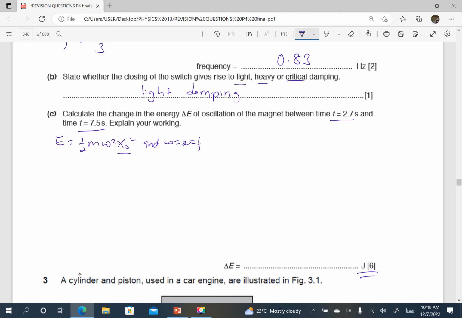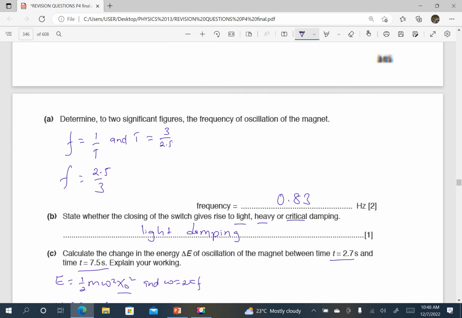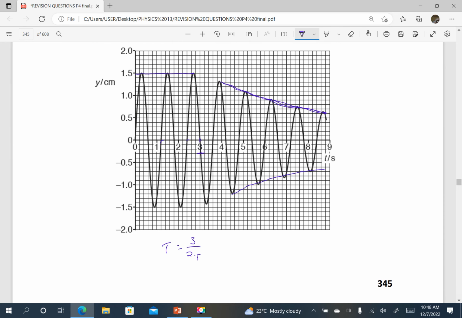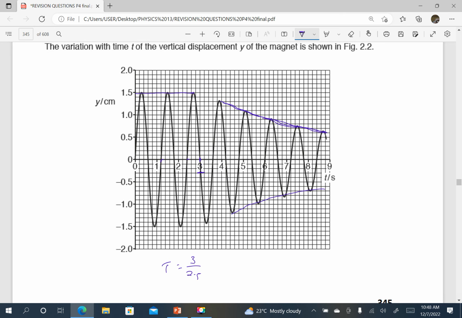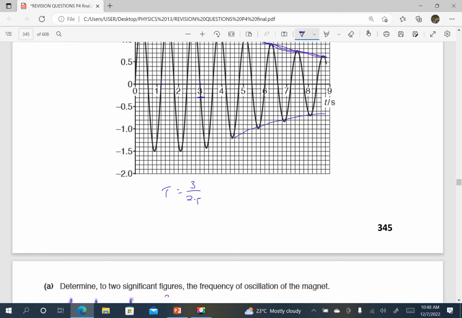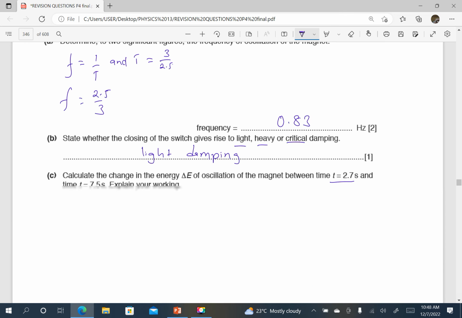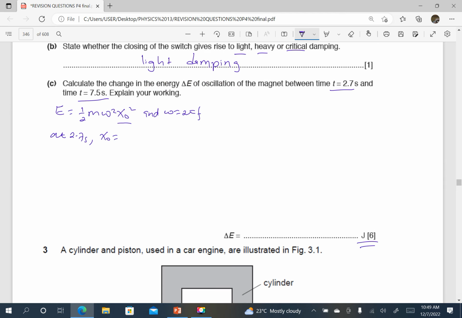So at t equals 2.7 seconds, what is x naught? Let's check from the graph. At 2.7 seconds, I think x naught is maximum. 2.7 is around here. x naught is maximum, 1.5 centimeters. So at 2.7, x naught is 1.5 centimeters. So we can find the energy here.